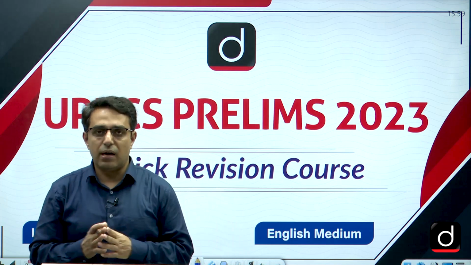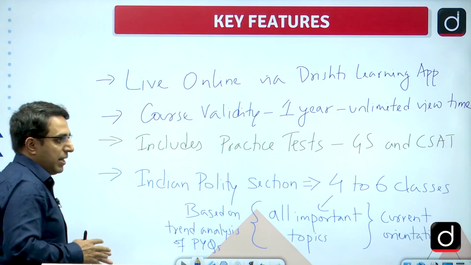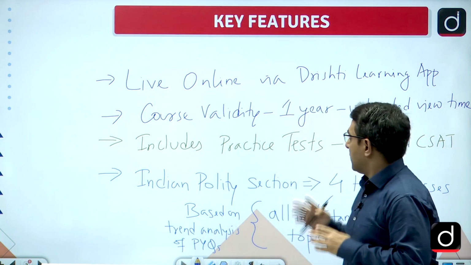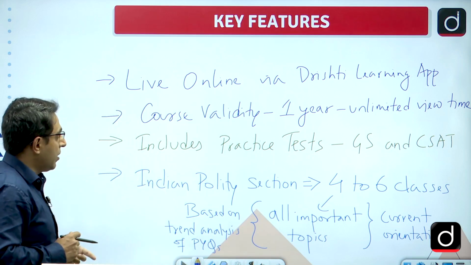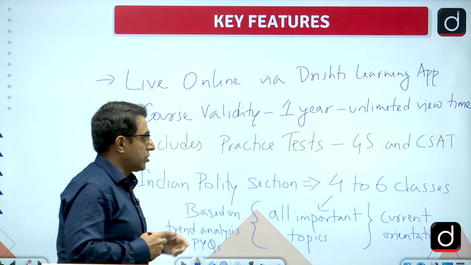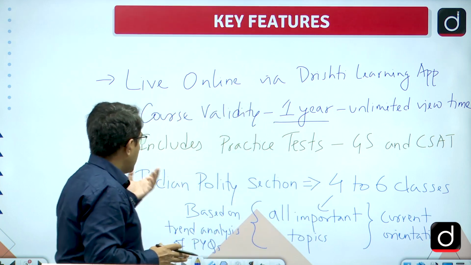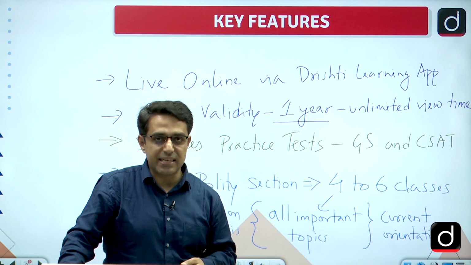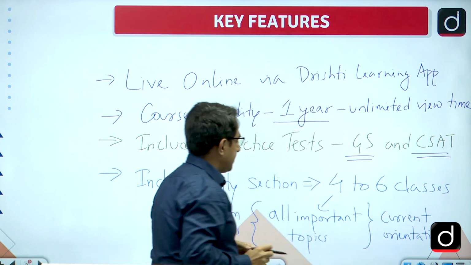Now let me give you a brief idea about how we will be going about this course. This will be a live online course available to you through the Drishti Learning App. Let me give you some key features: the validity of the course will be for 1 year with unlimited view time. It will also include practice tests from the Drishti UPPCS test series, and these tests will include GS tests as well as tests of CSAT.